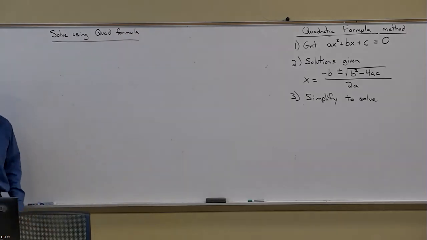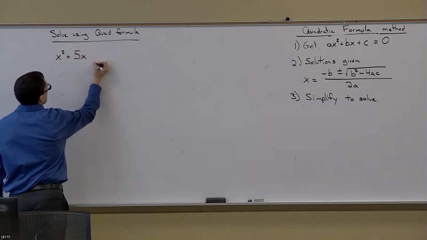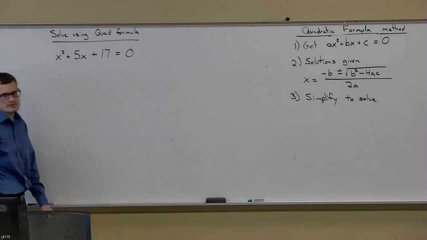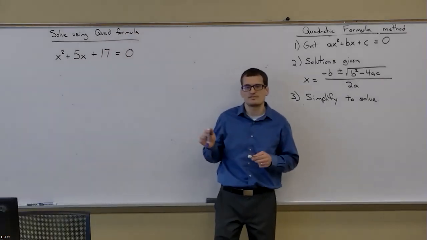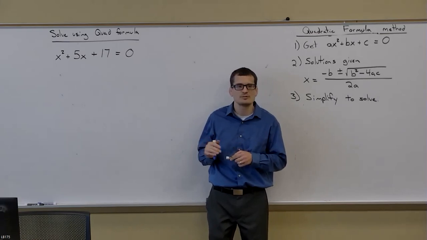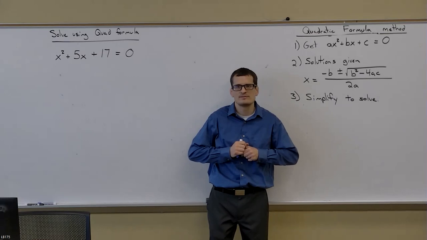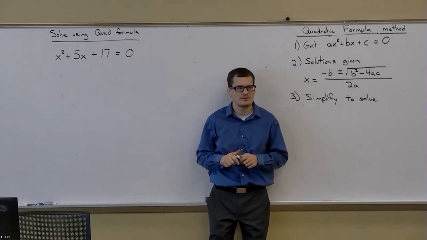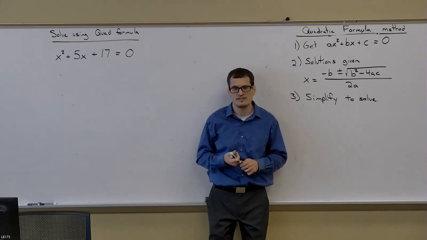So let's solve something using the quadratic formula. Let's take x squared plus 5x plus 17 is equal to 0. By the way, in general, if you solve something like this, the first thing you probably try is to factor, right? This one does not factor, though. There's no factors of 17 that add to 5. So, yeah, don't forget about factoring. Factoring is usually the most straightforward one, but a lot of equations are not going to factor. Like this one does not factor.